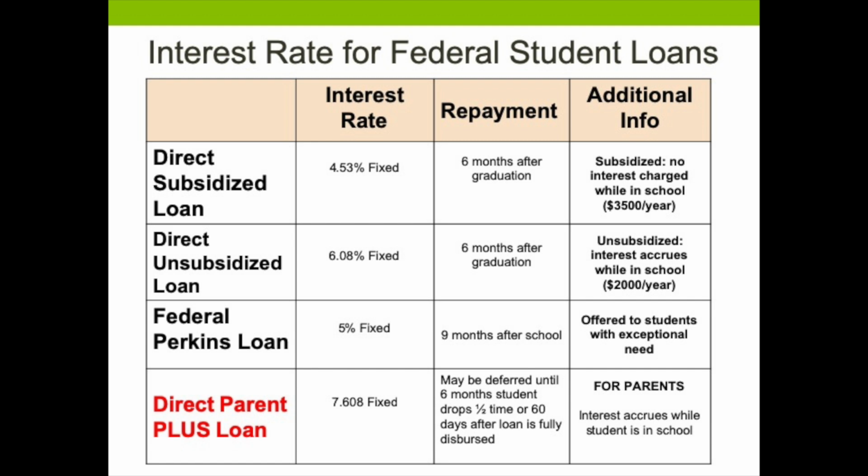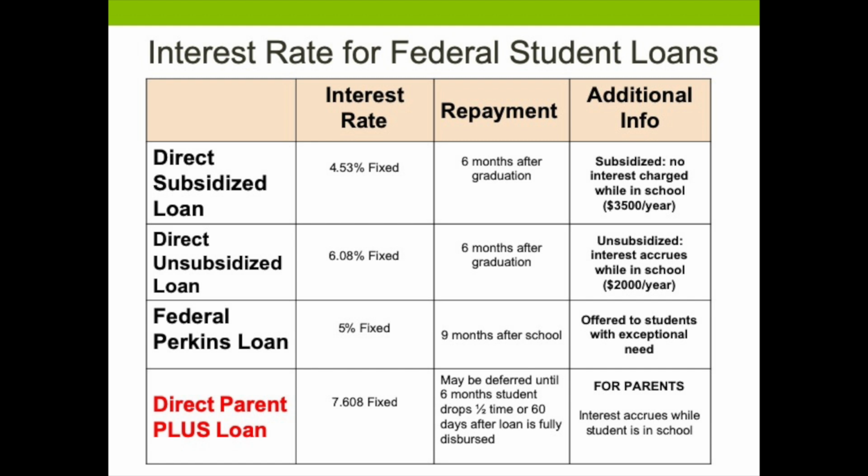Now, with this loan, the interest rate does accrue while you're in school. And lastly, the third best loan here is a direct unsubsidized loan with a 6.08 interest rate. And just like the subsidized loan and the Perkins loan, you don't have to start paying this loan back until after you graduate. However, with the unsubsidized loan, the interest accrues while you are in school.